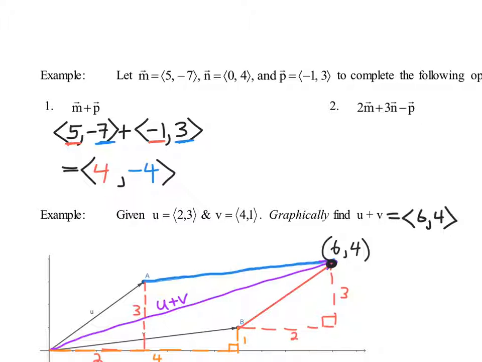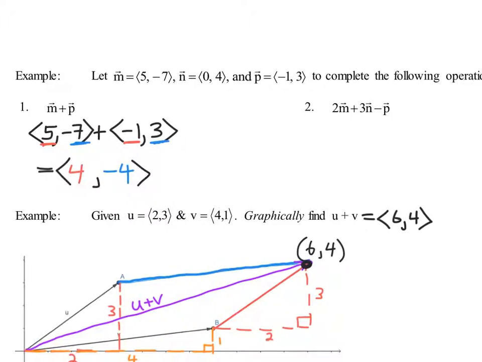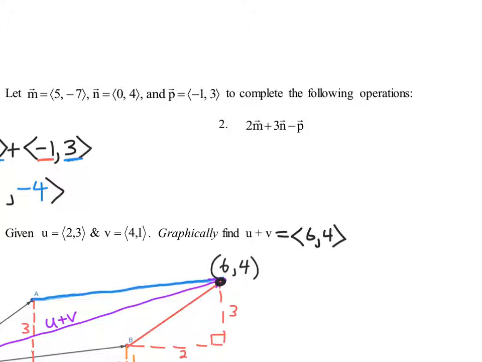Just adding stuff. The second one, which I'll have to revise in my answer key later on, is really some scalar multiples and doing the same stuff. What I like to do is do the scalar multiples on the fly. So double the m vector, making it 10, -14. Triple the n vector, making it 0, 12. And this one is a fun little one.